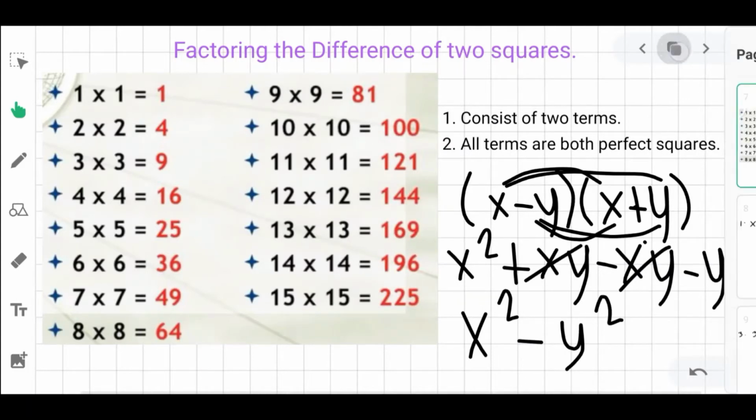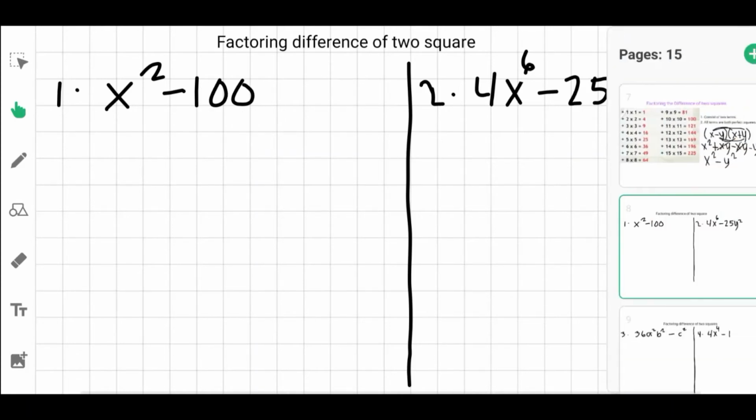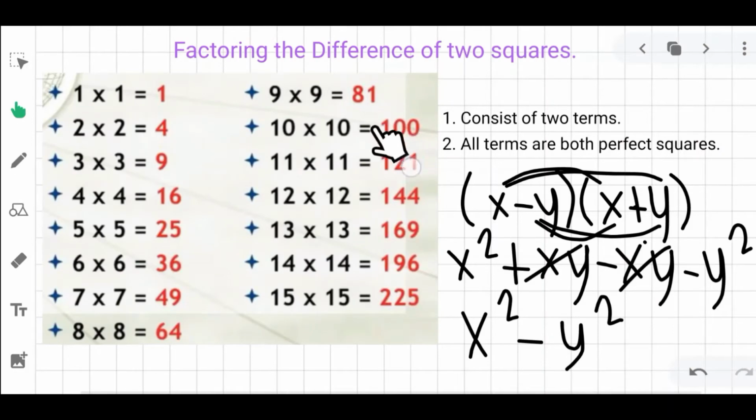So let's have our first equation. We have x squared minus 100. So first, i-determine muna natin if we can use difference of two squares in our given equation. So how do we know? Dapat we have two terms. x squared is our first term. Our second term is negative 100. And then the second rule is all terms must be perfect squares. x squared is a perfect square kasi it is divisible by 2. 100 is also a perfect square, and the square root of 100, as you can see here, is 10.